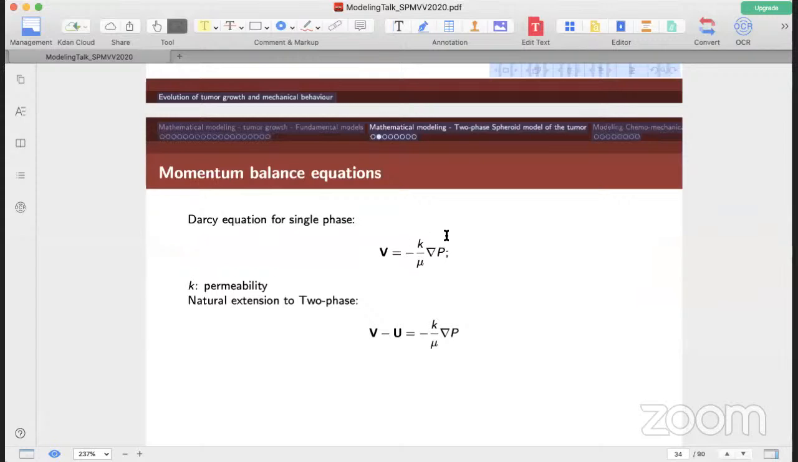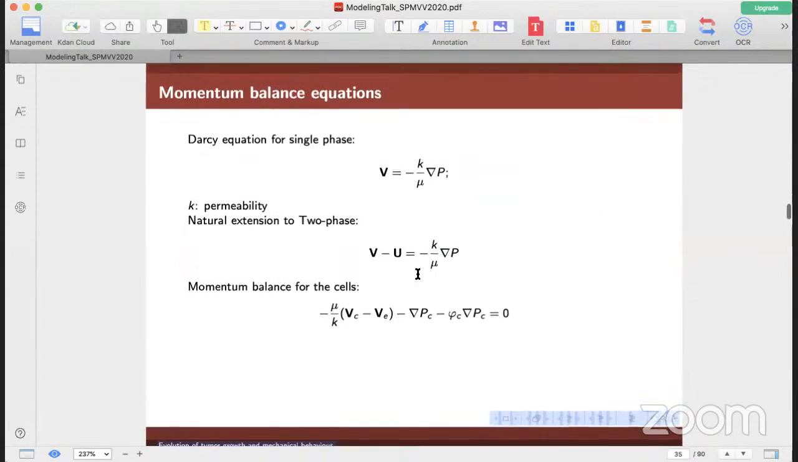Velocity of any species is proportional to pressure gradient. Now we are talking about a fluid model inside the tumor, so this is not applicable to population growth, etc. We are now treating how the cells are migrating as a fluid and the extracellular matrix as a solid. It's a two-phase model. So this is called a Darcy equation. And for the other phase, the relative velocity is proportional to pressure, where K is called permeability and mu is viscosity.